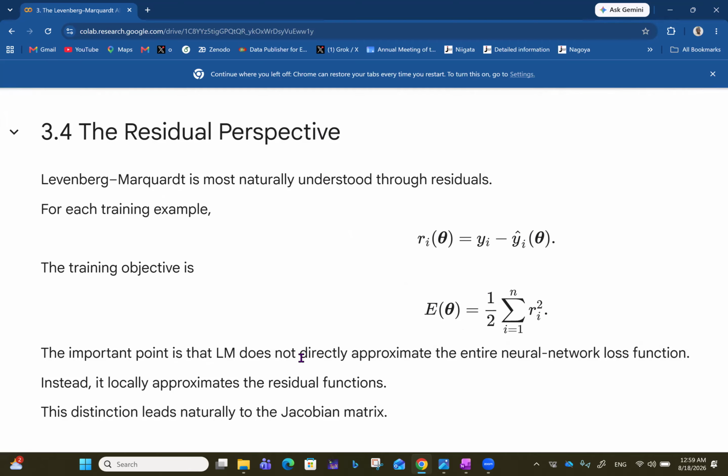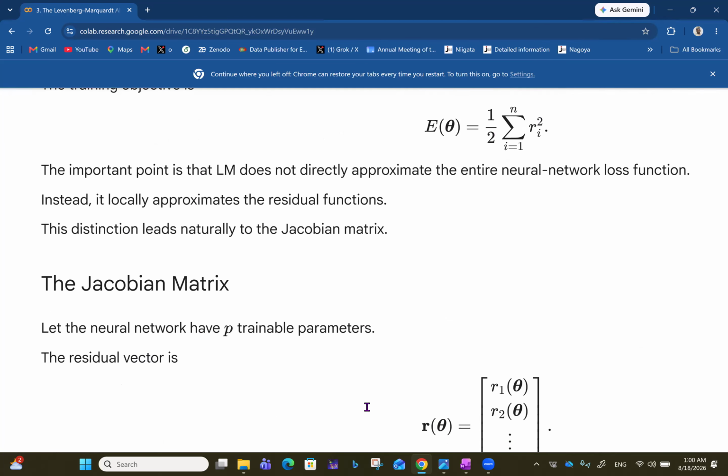The important point is that Levenberg-Marquardt does not directly approximate the entire neural network loss function. Instead, it locally approximates the residual functions. And this distinction leads naturally to the Jacobian matrix.